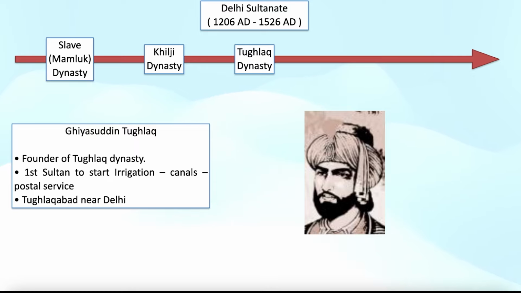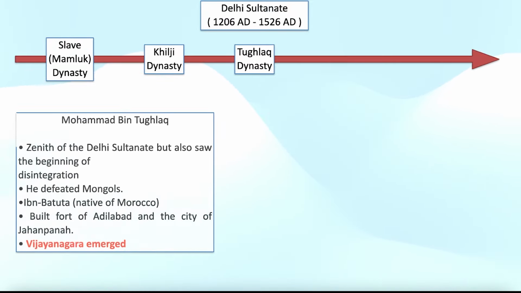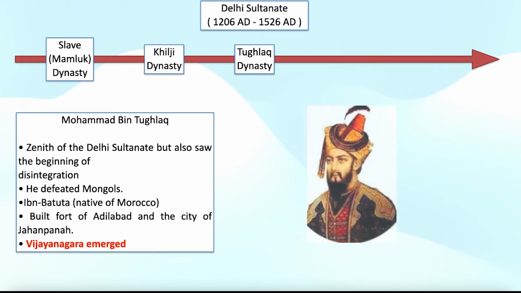He's the first sultan to start irrigation. He will be constructing canals, and he will also be establishing the postal network, the postal service. And Ghiyasuddin Tughlaq will be establishing a city of Tughlaqabad near Delhi. After him, the next heir of Tughlaq dynasty will be Muhammad bin Tughlaq.